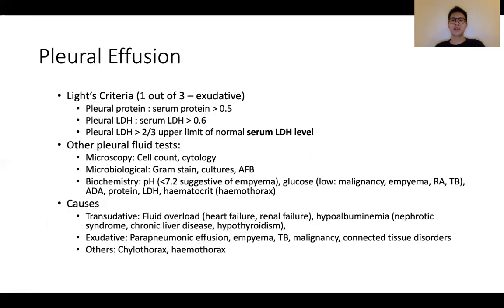And this slide just talks about pleural effusions, where the Light's criteria is something that we are familiar with. These are the tests that we send off. We can classify them based on microscopic evaluation, microbiology, and biochemistry. And in terms of causes, classify them based on transudative or exudative.